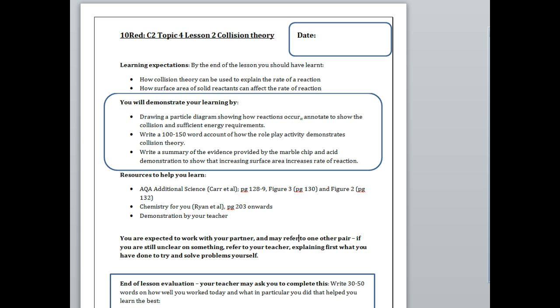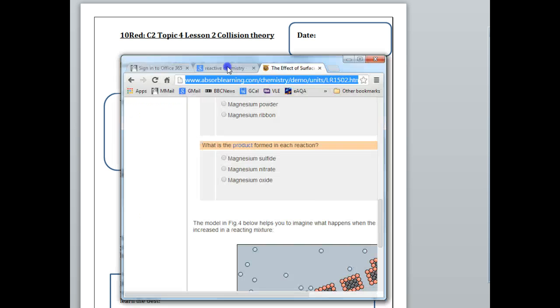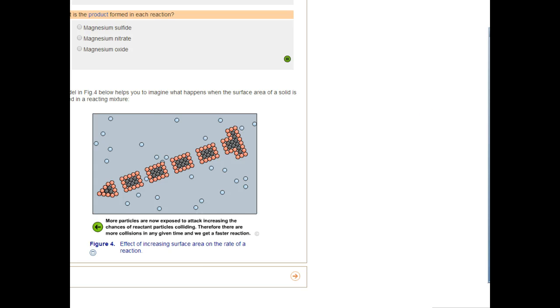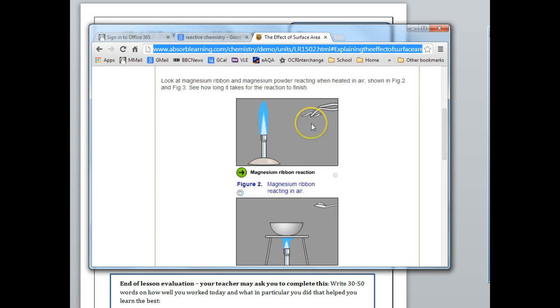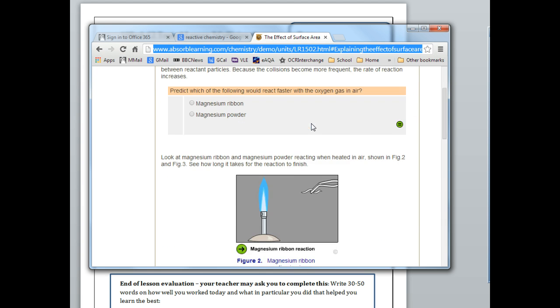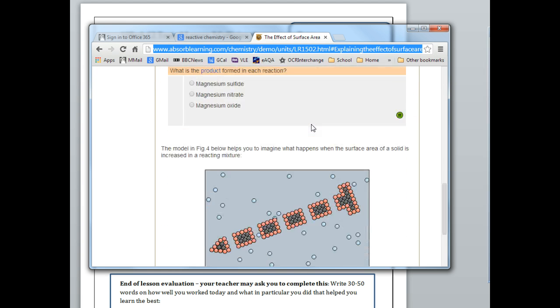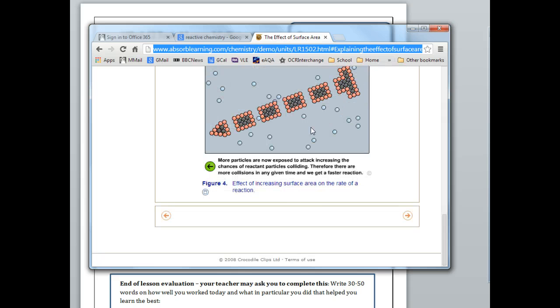The website that I was showing you earlier is this one, and it's a very good one. It's called Absorb Learning. If you just Google Absorb Learning, you can see all sorts of different reactions and notes and little tests you can have a go at. So well worth a look.